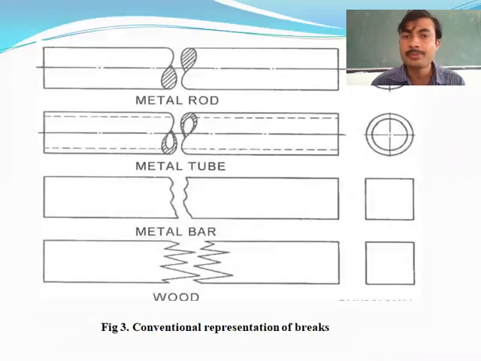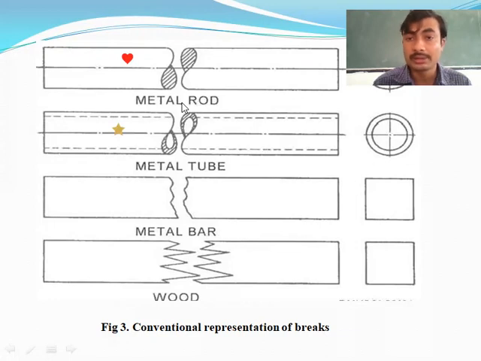The next one is the conventional representation of breaks. Let us consider a pipe or a solid object. If it is very long, we cannot draw it on the drawing sheet. At that moment, you have to break it. When you break it, you have to indicate it by a certain symbol. The first one is known as a metal rod. I'm going to denote that by the heart symbol. Whatever heart symbol you see is the conventional representation for a break of a metal rod. If it is a hollow pipe, that is known as a tube. I denoted that by the star symbol.